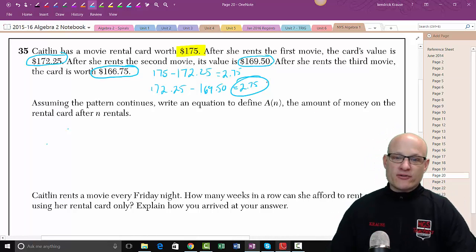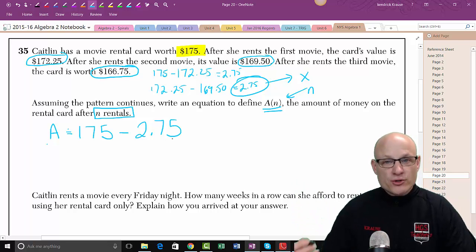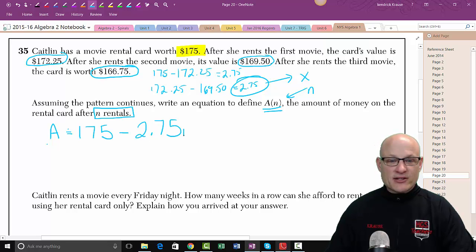Now, anytime it's per rental, this is going to be the thing that gets multiplied by X, or in this case, N. So assuming the pattern continues, write an equation to define A sub N. If you don't use A sub N, you're going to lose points. So A sub N is equal to how much money she has after N rentals. Well, what we're going to do is keep subtracting off $2.75. So we start with $175 and keep subtracting off $2.75. Now, it's $2.75 per movie, and since it's per movie, that's the thing that gets multiplied by the N.